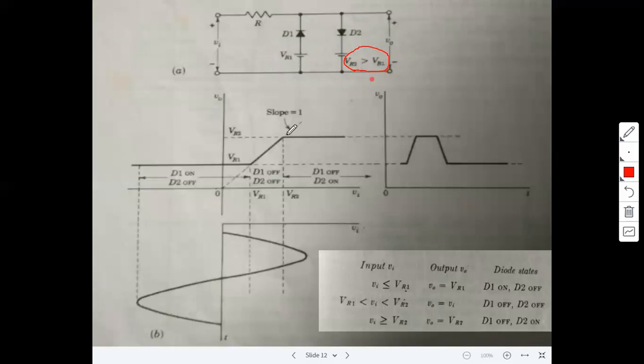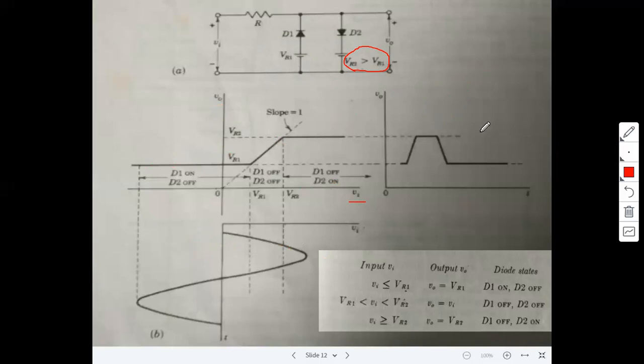Okay, now analyze the circuit here. This type of representation is a transfer characteristic representation, right? This is the Vi versus V naught graph. This is the input signal. This is the output signal. Remember here. This is the transfer characteristics, Vi versus V naught.